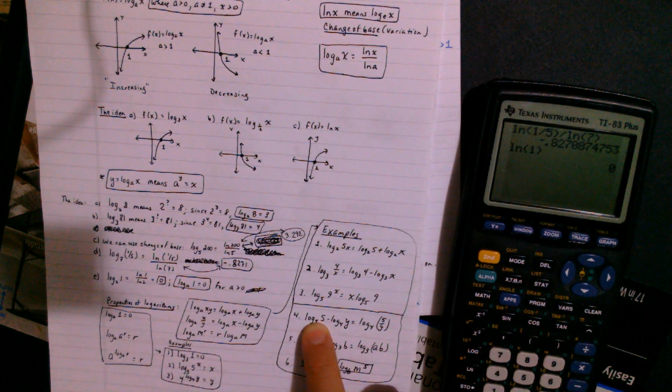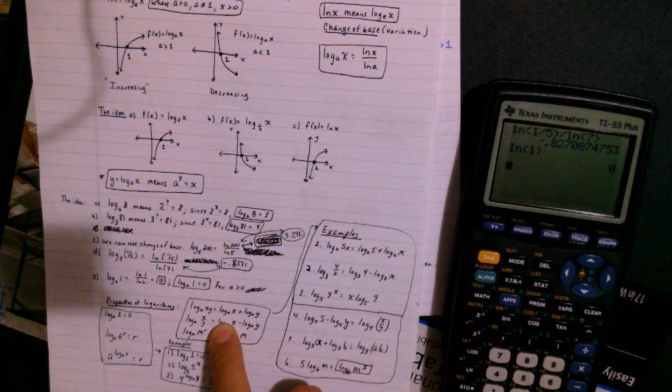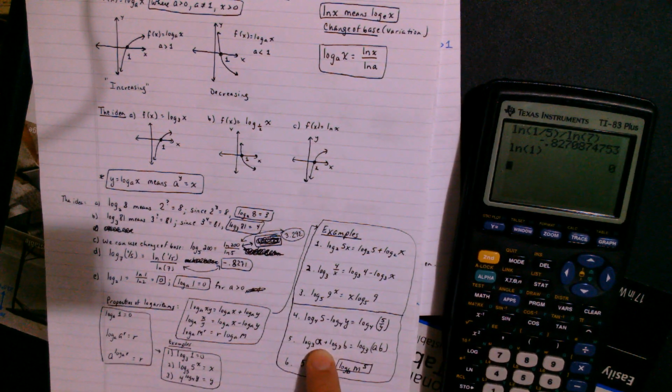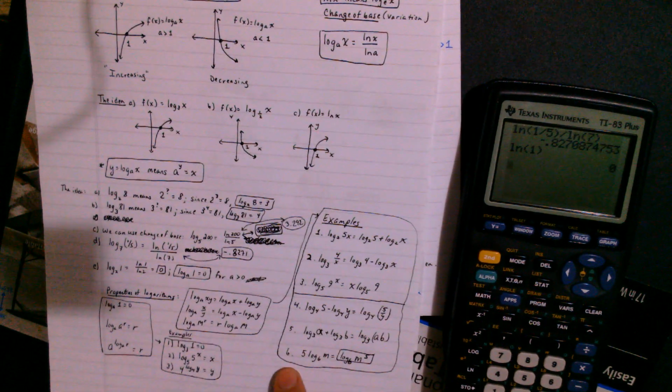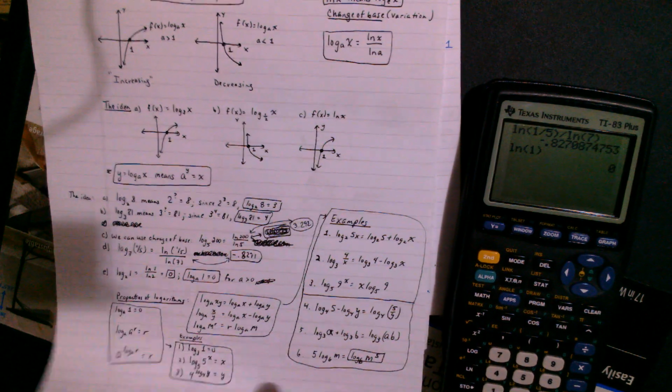Same thing if they're subtracted, if they're on this side, you can squeeze them together and have the first guy on top, the second guy on the bottom, essentially 5 over y. If you're adding, these numbers inside become multiplied. And if you have a number multiplied outside, you can make it the power of the number inside the logarithm.